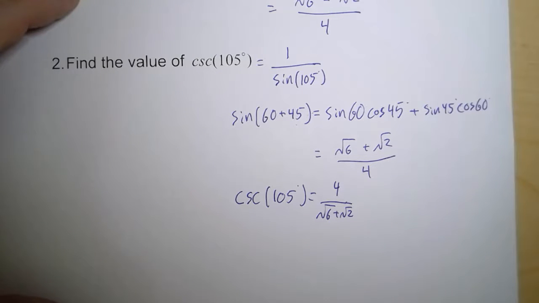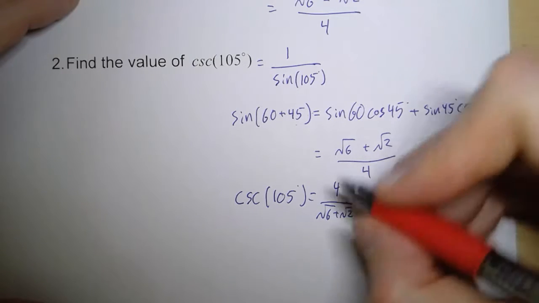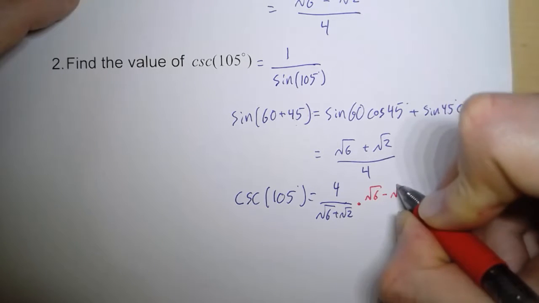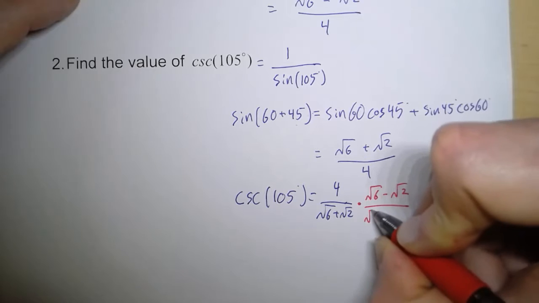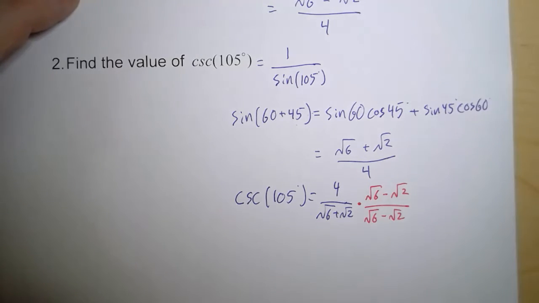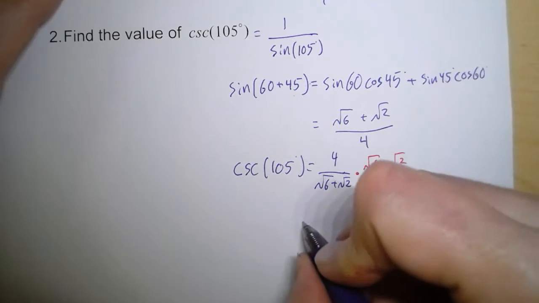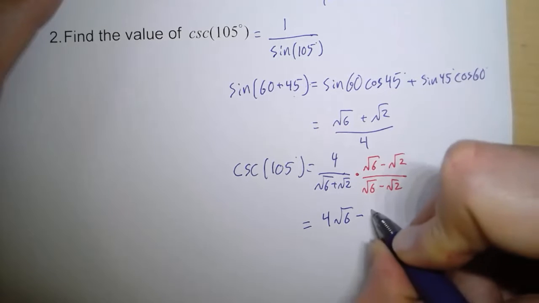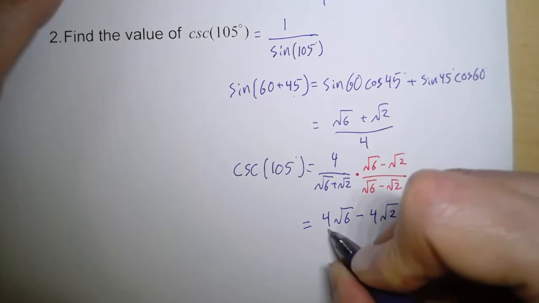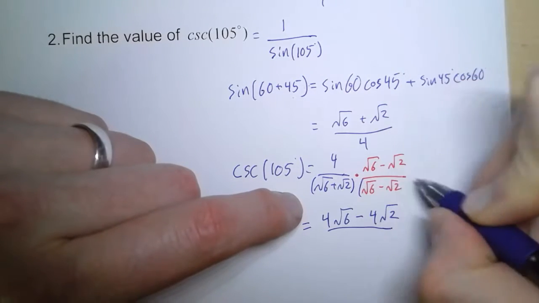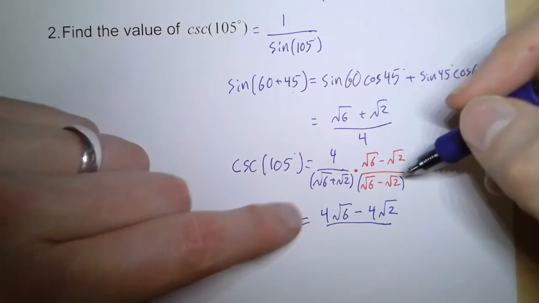Now, if your homework or your teacher insists on rationalizing this denominator, we can do that. We're going to multiply by square root of 6 minus square root of 2 all over square root of 6 minus square root of 2. So the 4 is going to distribute on the top. We have 4 times square root of 6 minus 4 times square root of 2. Now on the bottom, we have to treat these as two quantities, so we multiply them the way we would multiply binomials.